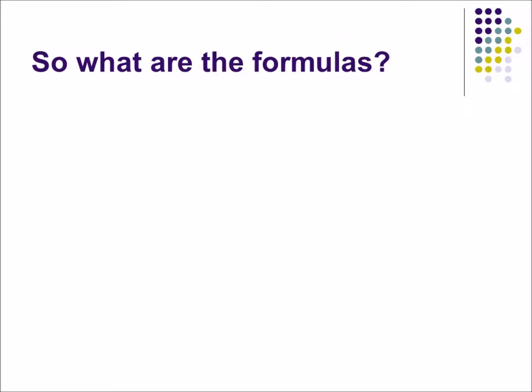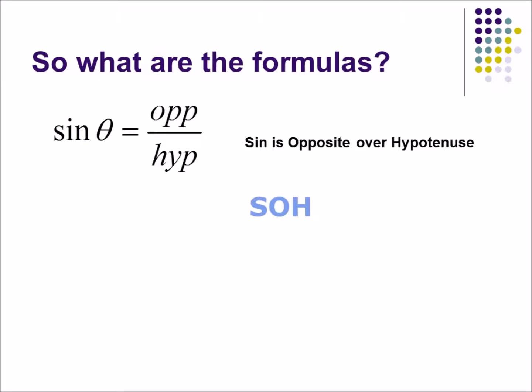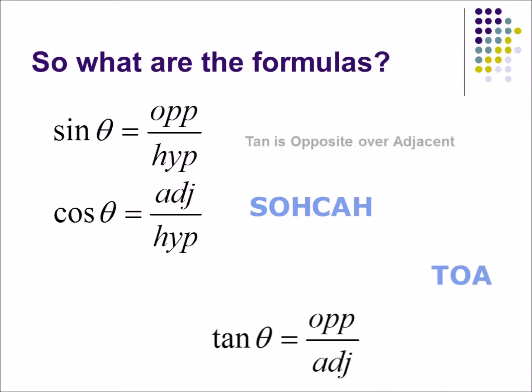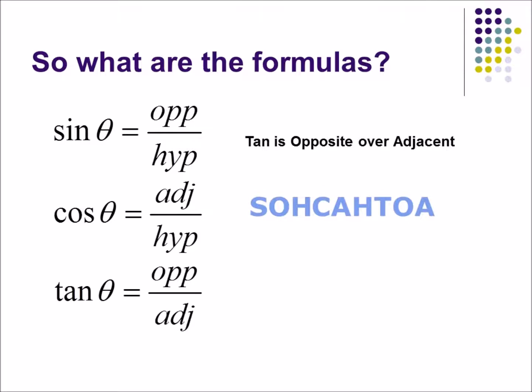So what are the ratios? What are the formulas? Well, for sine, the sine of any angle is simply equal to the side opposite the angle divided by the hypotenuse of the right triangle. The cosine of any angle is equal to the side adjacent the angle divided by the hypotenuse of the right triangle. And finally, the tangent of any angle is equal to the side opposite the angle divided by the side adjacent the angle. All right, so sine is opposite over hypotenuse, cosine adjacent over hypotenuse, tangent opposite over adjacent.